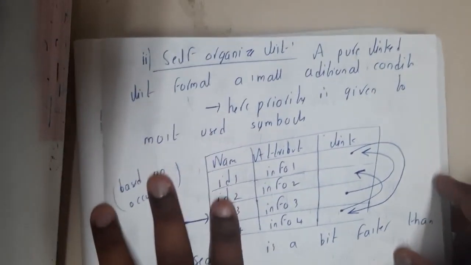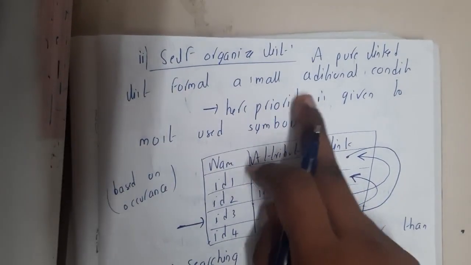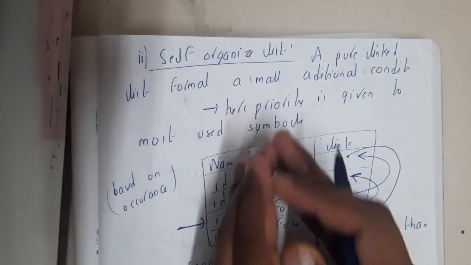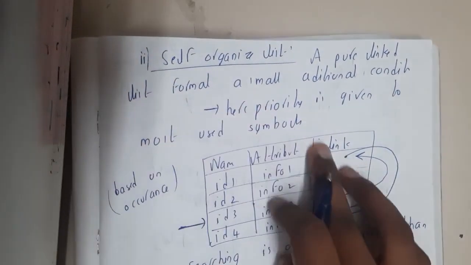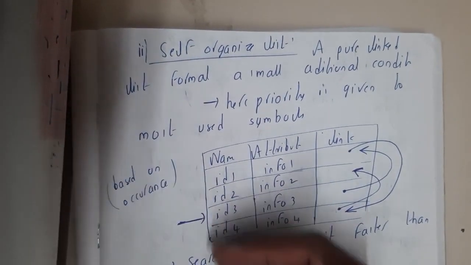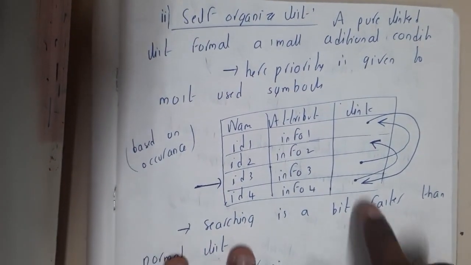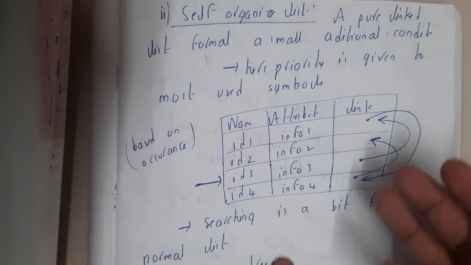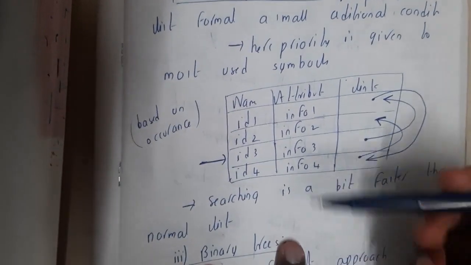Okay, similarly, self-organized list. It is a pure linked list with a small additional condition. The small condition is nothing but priority, guys. In a normal list or linear storage, we did not use any kind of priority, right? Whereas here we give the priority based on usage. So if an item is used more times, its priority will be high.